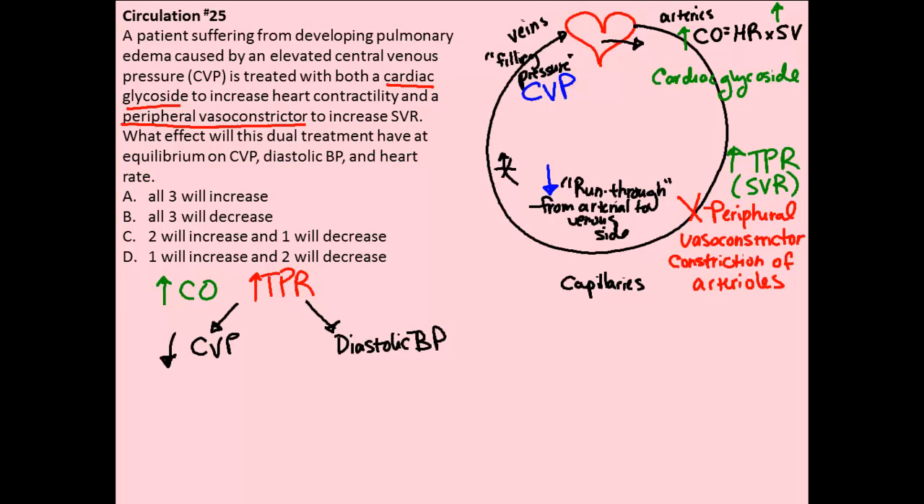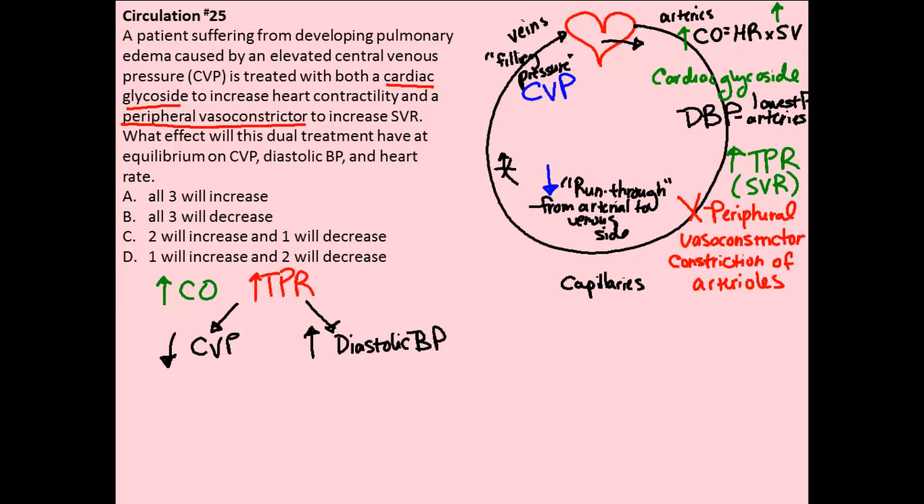So then we have to look at our diastolic blood pressure, and we have to think about where that is measured in our system. Well, diastolic blood pressure is the lowest pressure present in a cardiac cycle, and that's measured in the arteries. So we're looking for the lowest pressure in our arteries. Now, because our cardiac output has gone up and our TPR has gone up, that would increase our arterial pressures. So we should see an increase in our diastolic blood pressure. So just based on that, we figured out what would happen to two of our factors. The only one we have left to determine is the heart rate.